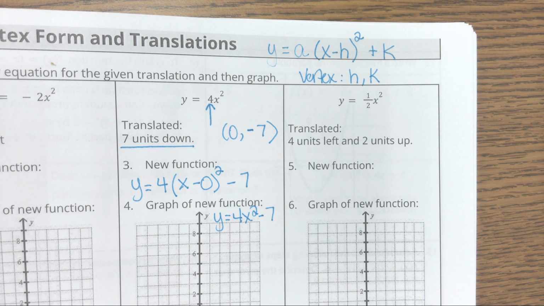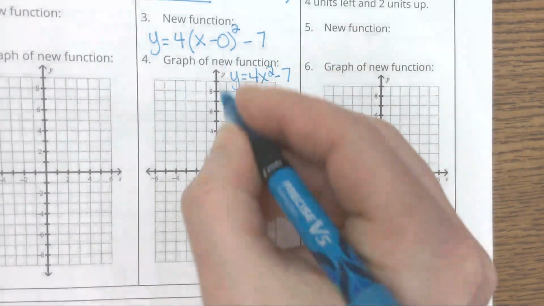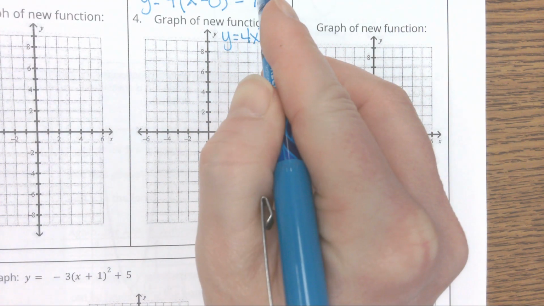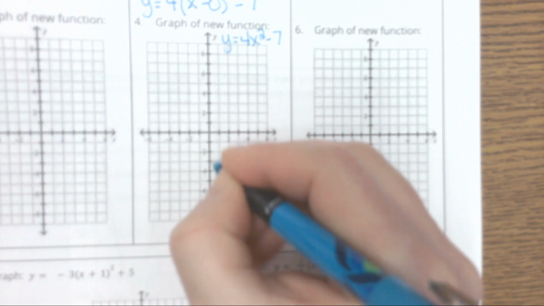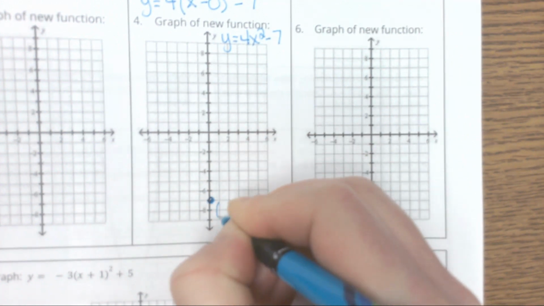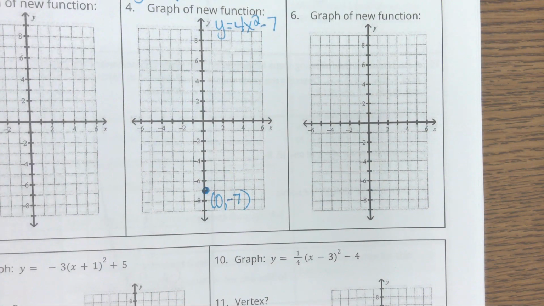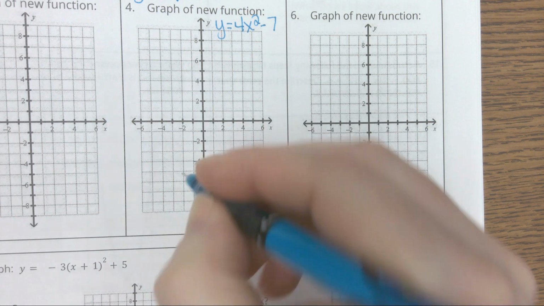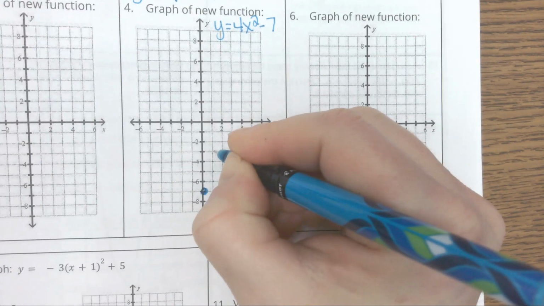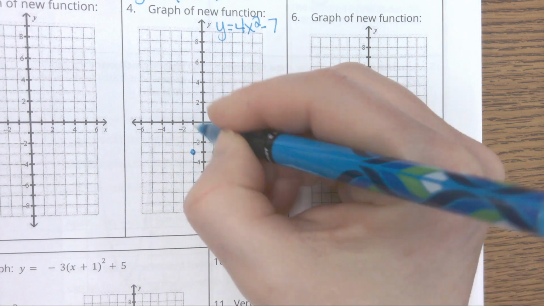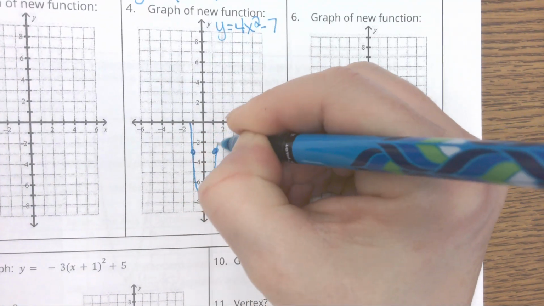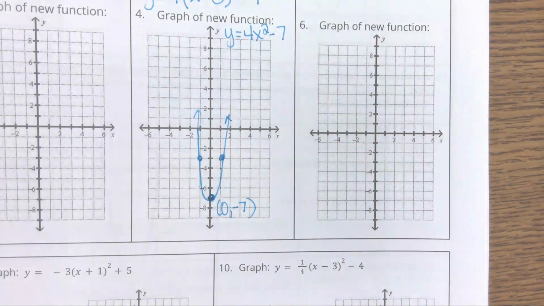All right, so we plot our new points. So start at your vertex. The vertex was 0, negative 7. So we go down here, 0, negative 7. And how do I do 2 more points? Over 1, up 4. Okay. That's all there is to it. Let's see.